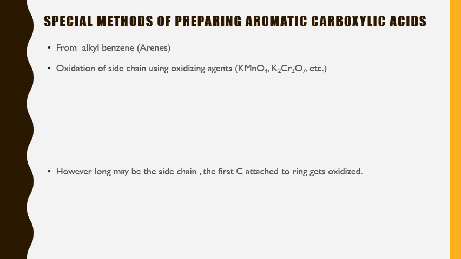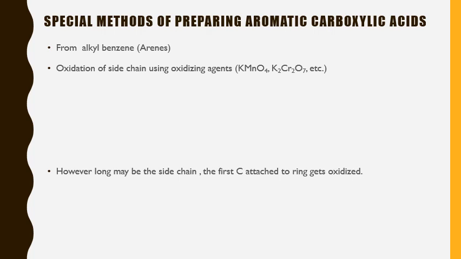What is that? That is special methods for the preparation of aromatic carboxylic acid. Till now we have seen the general methods which include the preparation of aromatic as well as aliphatic. That means using hydrolysis as well as using Grignard reagent you can prepare aromatic as well as aliphatic. But today we are going to see specially for aromatic carboxylic acid.